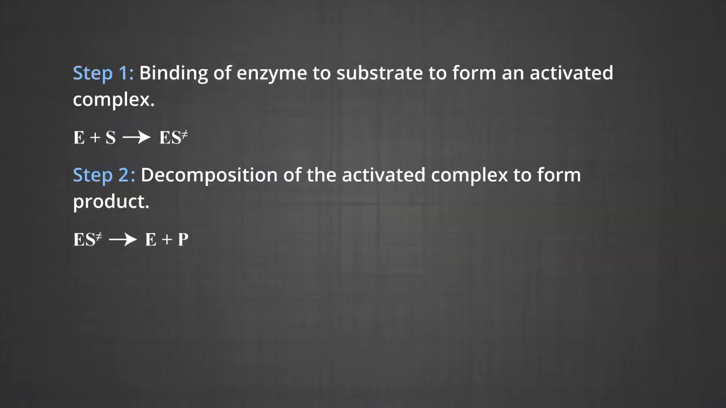Thus, the enzyme catalyzed reactions may be considered to proceed in two steps. Step 1, binding of enzyme to substrate to form an activated complex, E plus S giving ES‡. Step number 2, decomposition of the activated complex to form product, that is ES‡ giving E plus P.